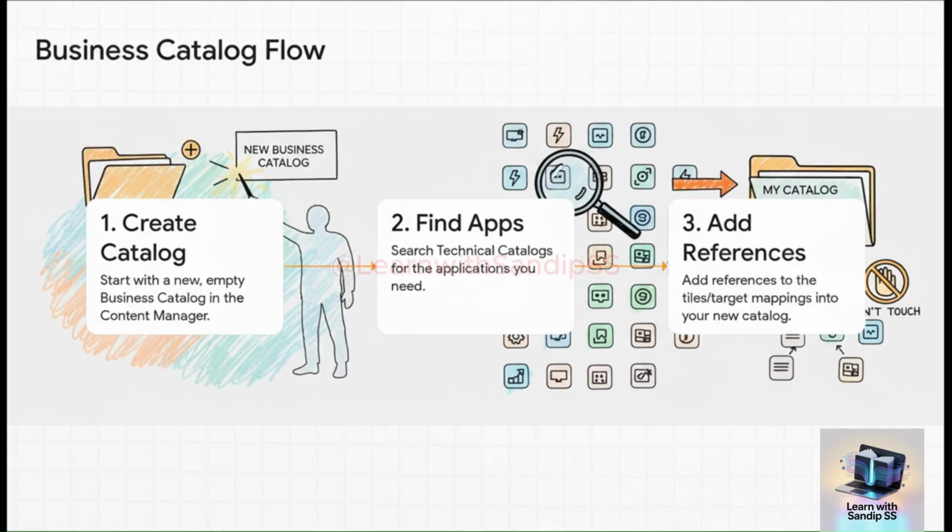And the workflow is just beautiful in its simplicity. It's 3 steps. 1, create a new empty business catalog. 2, find the apps you need from your technical catalogs, your master library.